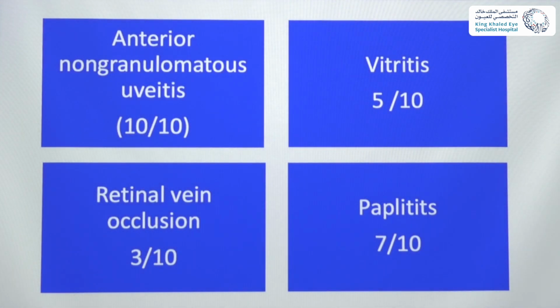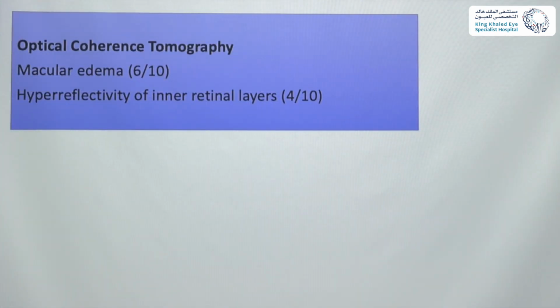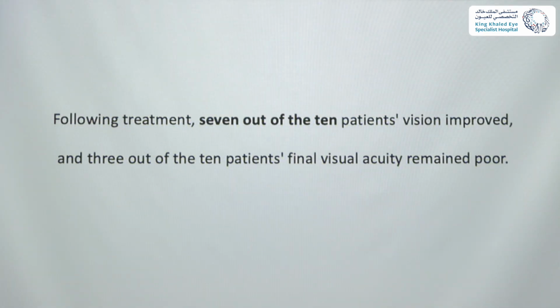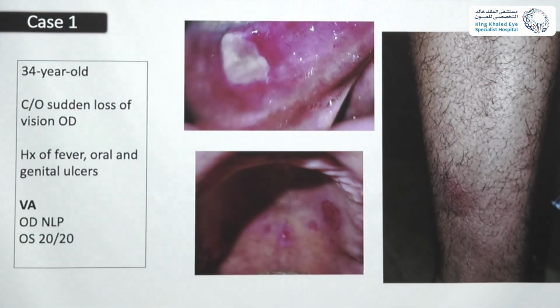Almost all of the patients presented with anterior non-granulomatous uveitis, vitritis in 5 out of the 10 patients, retinal vein occlusion in 3 out of the 10 patients, and papillitis in 7 out of the 10 patients. On OCT, macular edema was seen in 6 out of the 10 patients, and hyperreflectivity of the inner retinal layer was seen in 4 out of the 10 patients. Following treatment, vision improved in 7 out of the 10 patients, and in 3 out of the 10 patients the final visual acuity remained poor. This is one of the cases that was seen in Saudi Arabia.